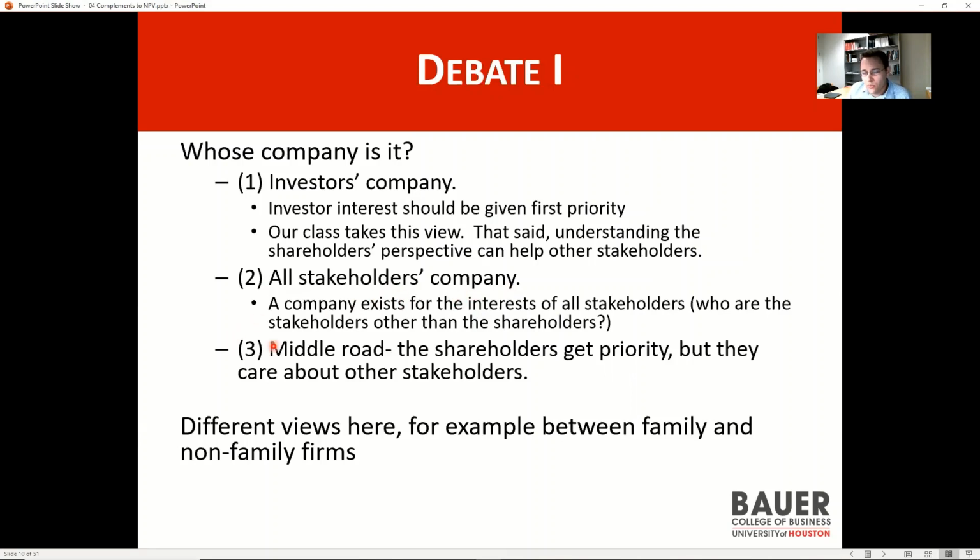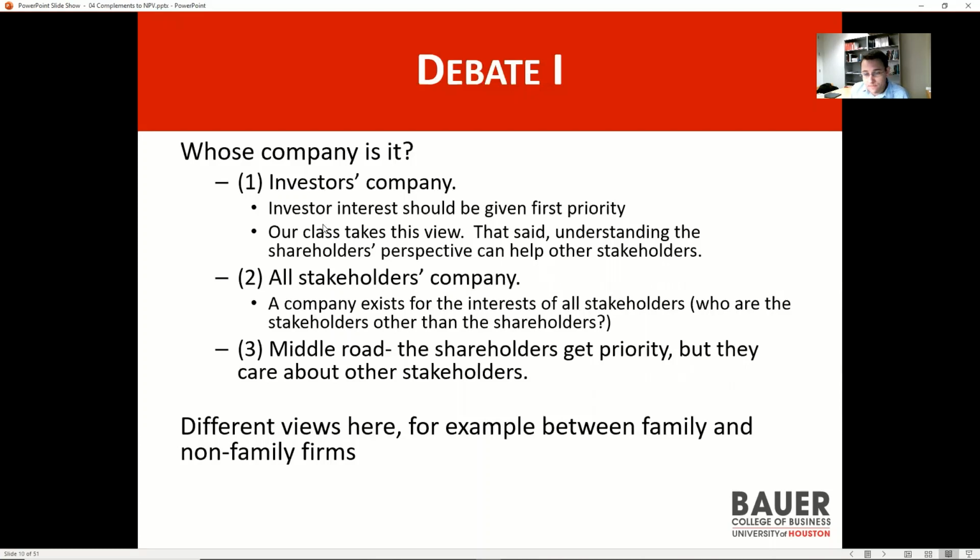And there's a bit of a middle road, a third road. It says that the shareholders are the ones who are kind of in charge of things. They're calling the shots, but the shareholders are not all Scrooges, right? They're not all just trying to maximize cash for themselves. Shareholders care about stakeholders to some extent. So in this middle view, shareholders are still running things, but they're willing to sacrifice some value on behalf of the stakeholders. So I just want you to be aware of this debate.